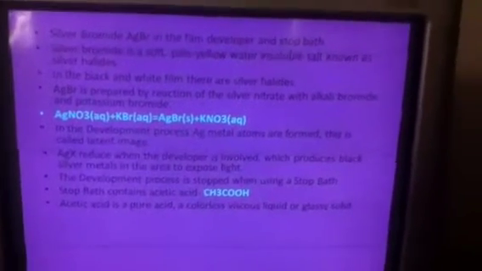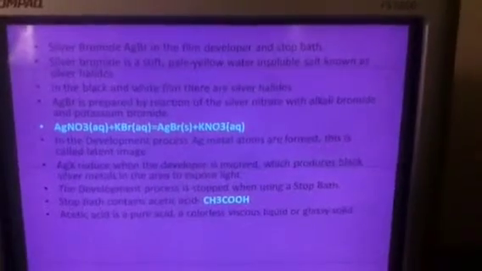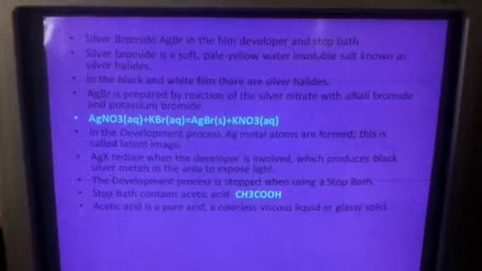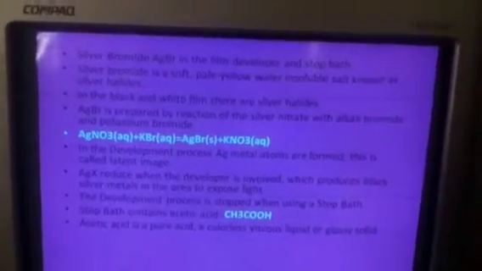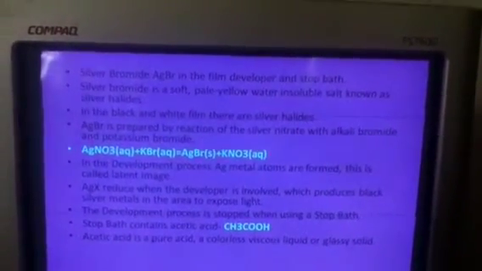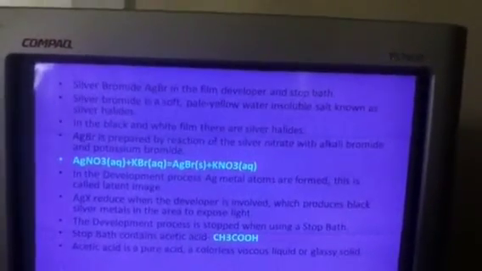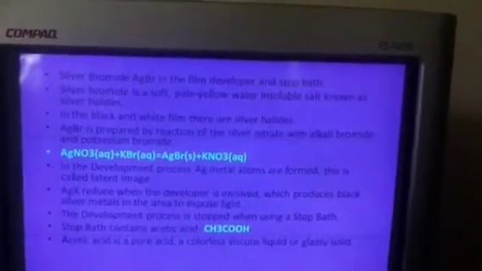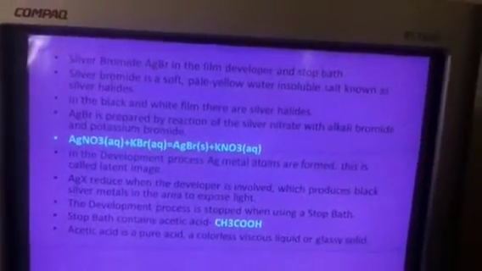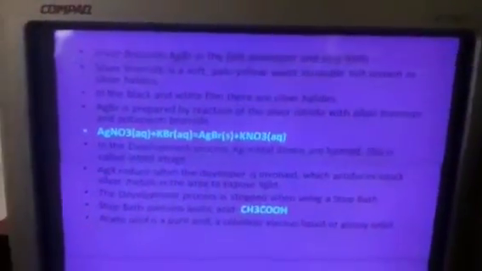In the development process, silver metal atoms are formed. This is called the latent image. Okay, and AgX is reduced when the developer is involved, which reduces black silver metals in the area exposed to light. The development process is stopped when using a stop bath. The stop bath contains acetic acid, and that's the equation right there. Well, the chemical symbol. Acetic acid is a pure acid, a colorless, vigorous liquid, or a glassy solid.